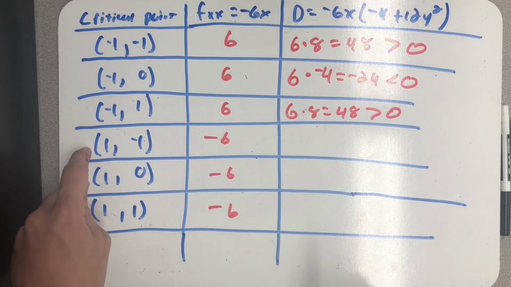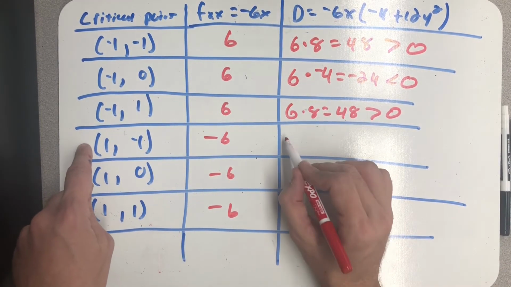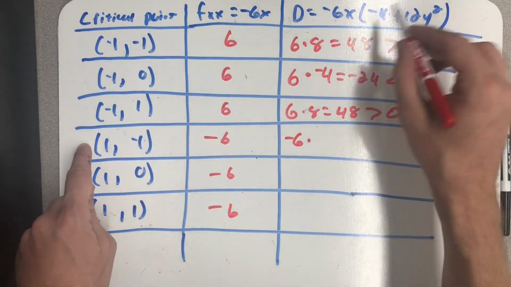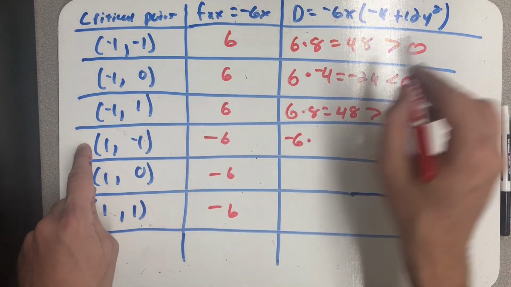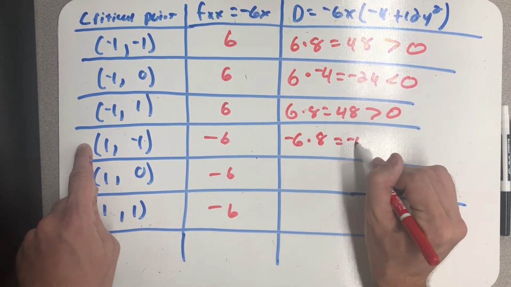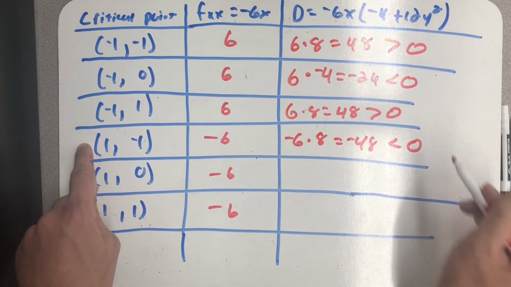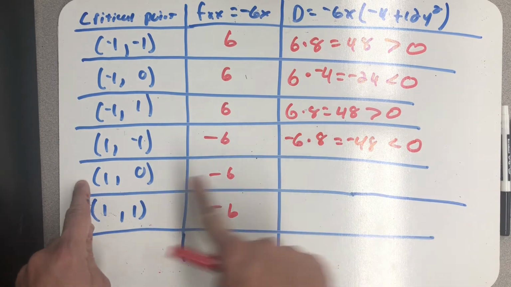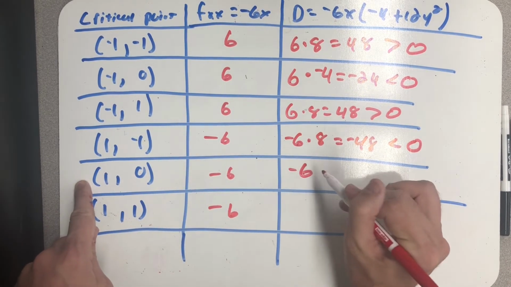At 1, minus 1, let's see, that's going to be a minus 6 times. And if I think about it, it doesn't really matter what happens in here, right? Because that's going to be a 12, and it's going to give me that minus 48 this time. So again, here's a saddle point. 1 and then 0 goes in for y.